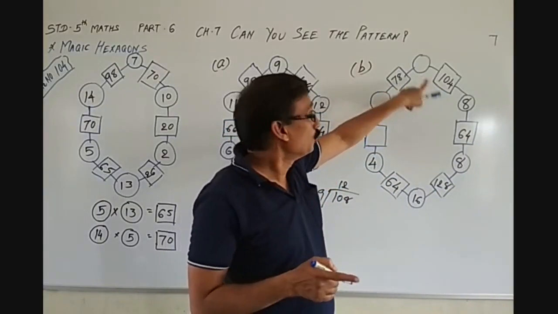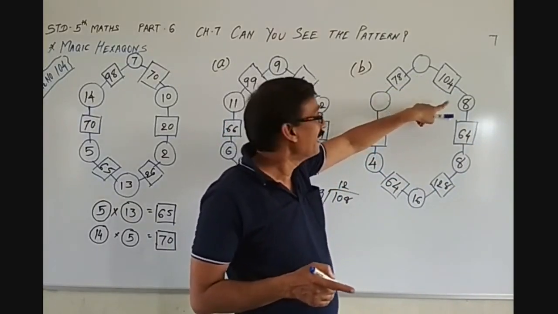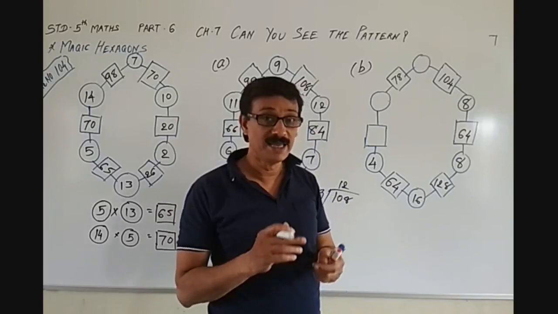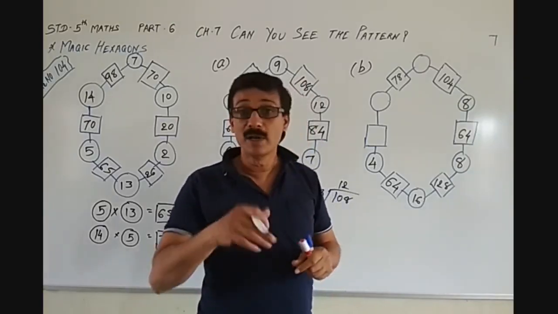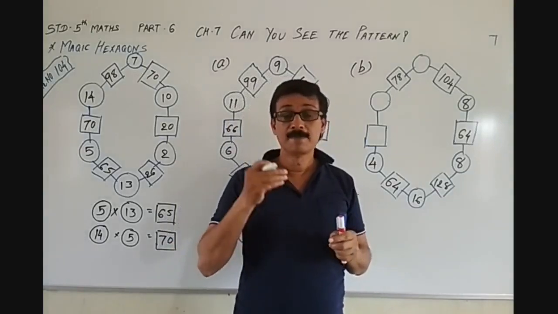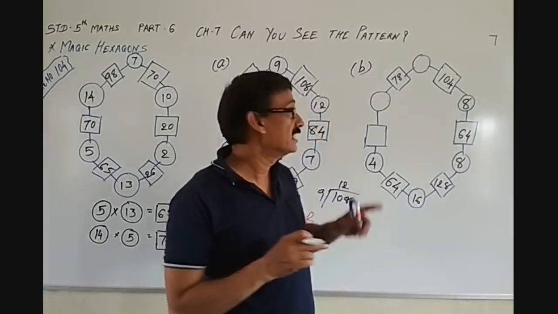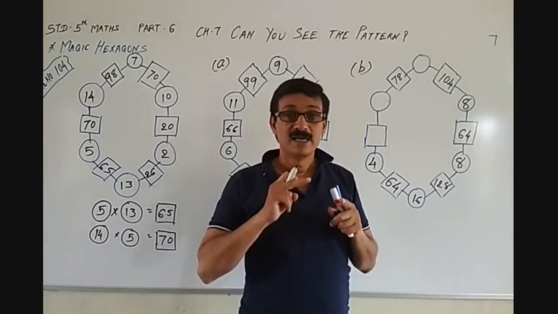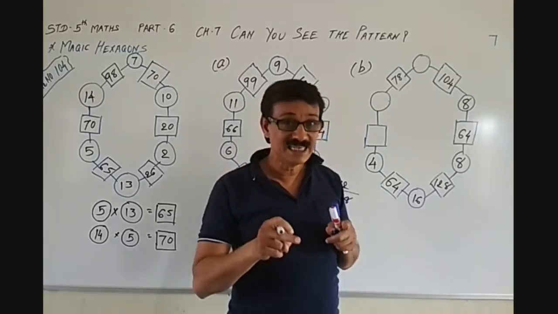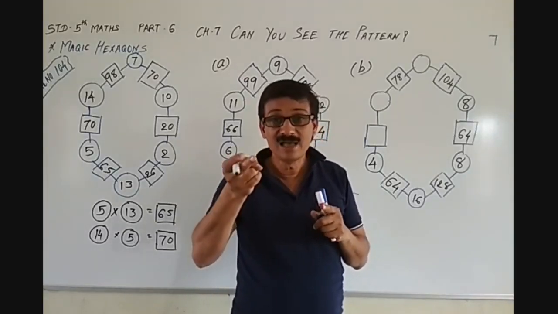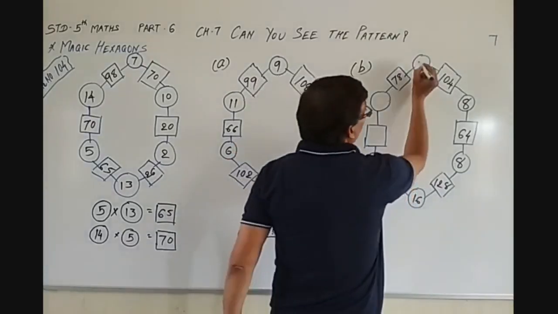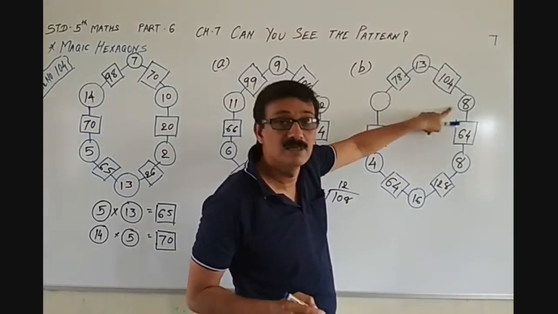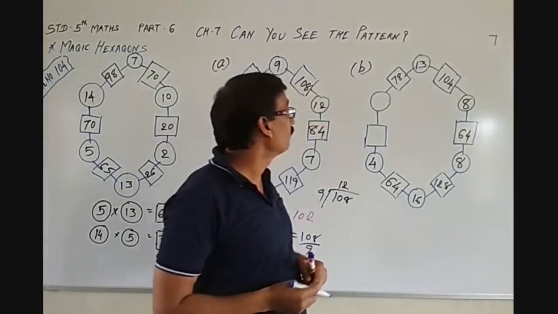So what will you do? You will divide 104 by 8. Then what will the answer be? 104 divided by 8. Or else you may go for the table of 8. See, 8 10s are 80. 8 11s are 88. 8 12s are 96. 8 13s are 104. So here now you can see 13 and 8. 13 8s are 104. So we found this number.